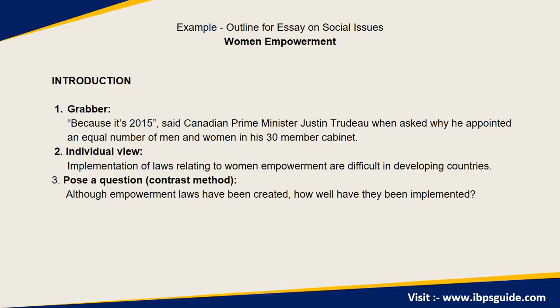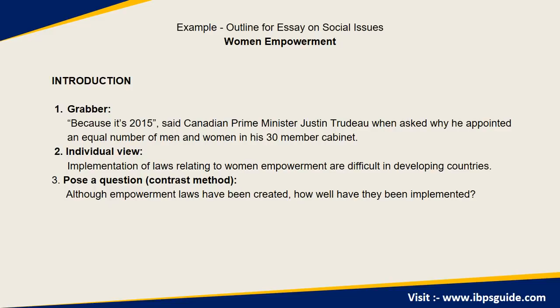Next, you have to present your independent or individual view. Okay, what we want to say is that implementation of laws relating to women empowerment is difficult in developing countries. This is what we want to say. But it has to relate to your first sentence. You can't just have a second sentence that has no connection to your grabber, right? So you have to word the second sentence accordingly.